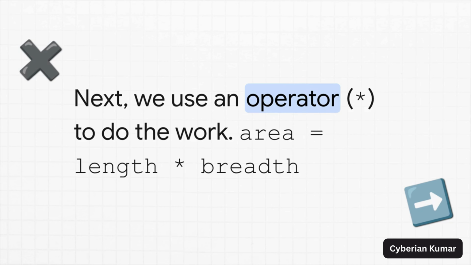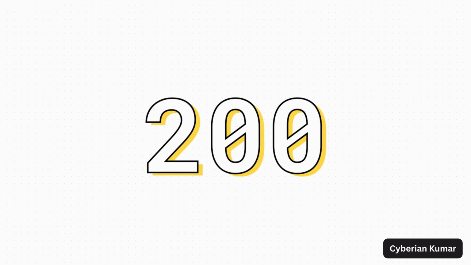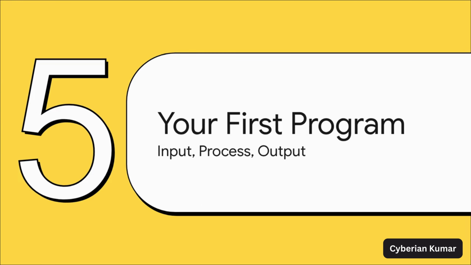multiply it by whatever's in the breadth box. Then we use the assignment operator, the equal sign, to store that result in a totally new box called area. And boom, there's our result. The computer does the quick math, and the area variable is now holding the value 200. See? Simple as that.